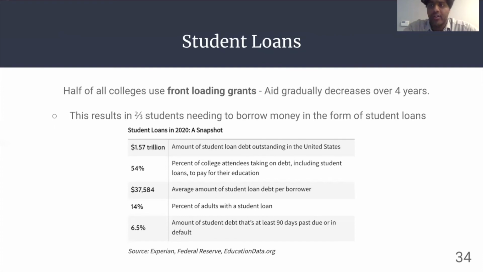So I just included a little image down there just to highlight just how big the student debt float is, how popular it is. Around 54% of college students take on student debt, and close to $40,000 is the average amount. And there's still 14% of adults with student loans. So it's still pretty common, and it's a huge float.